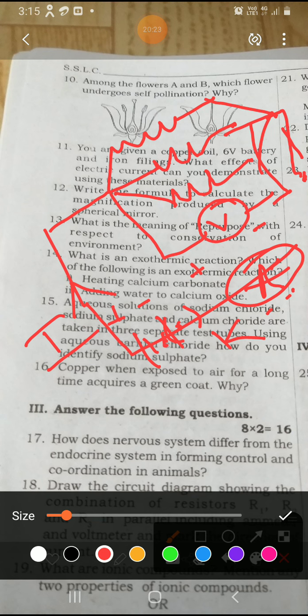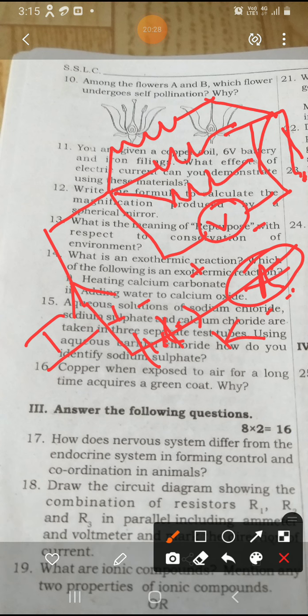So this diagram you have drawn many times in our usual classes. On the board also, and in your book also, you have practiced it many times. So this diagram is also very important as far as the examination is concerned.